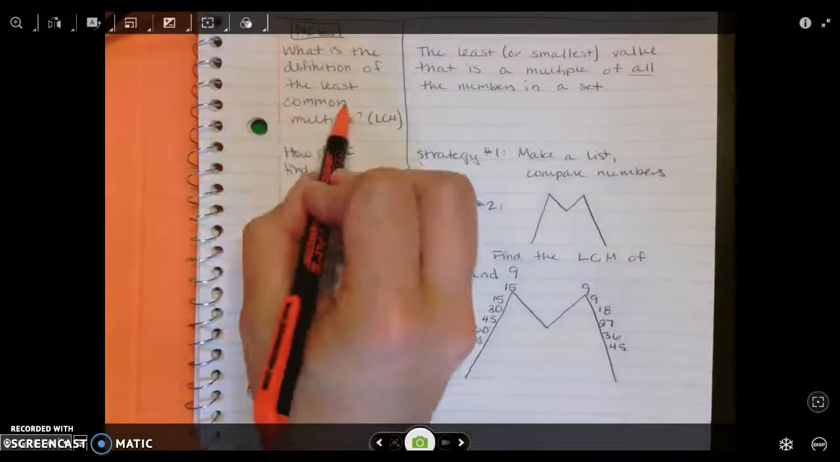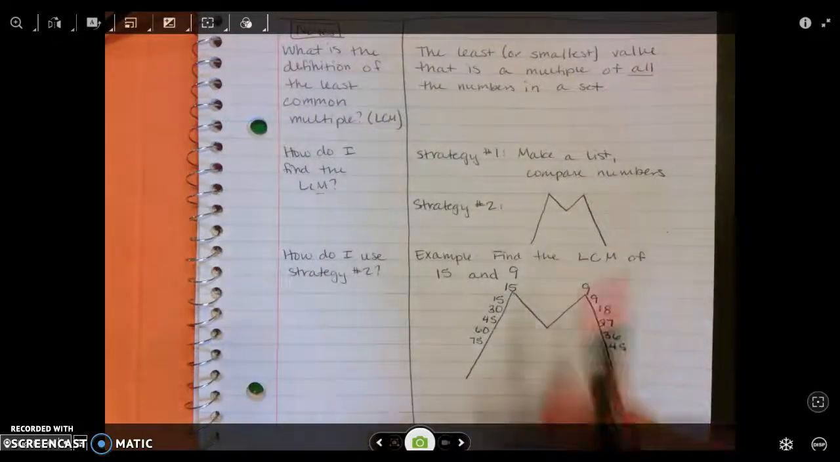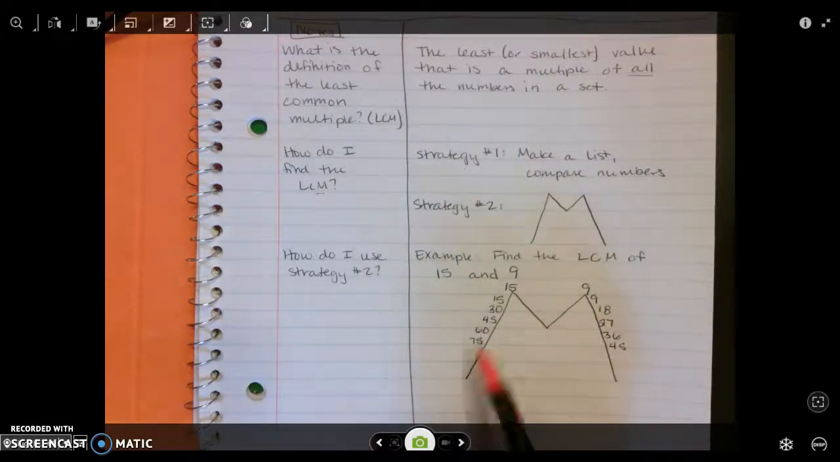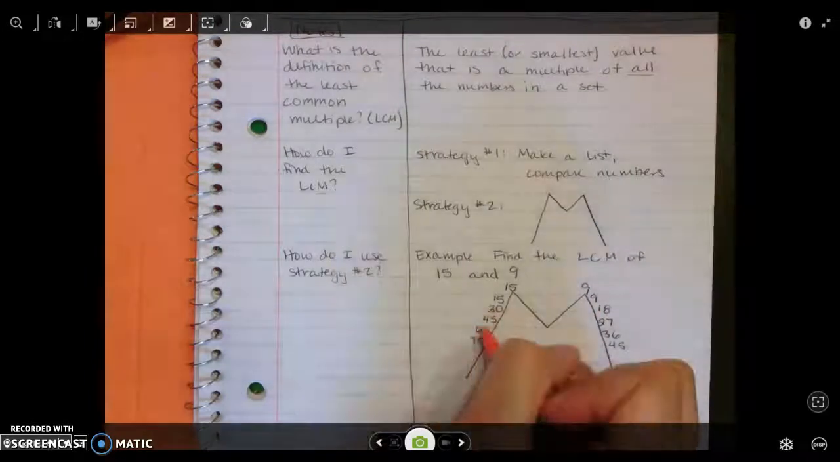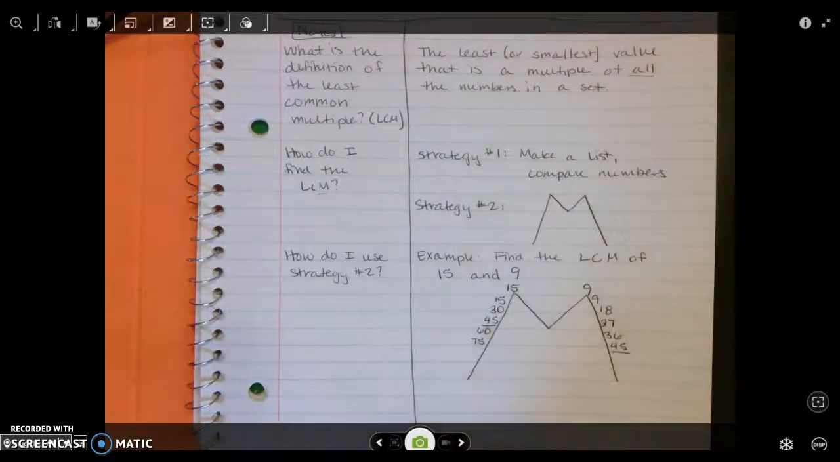Let's see if we have anything in common, because remember, the idea of it being common, it needs to be shared. So let's take a look. Do I have a 15? No. 30? No. I see 45 in common. Do I see anything else? No. So 45 not only is the only common number on this specific list, but it's also the smallest one.